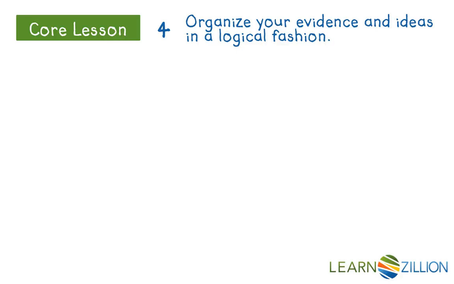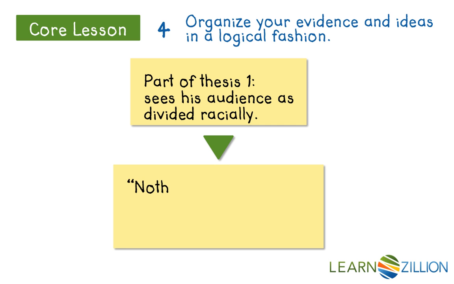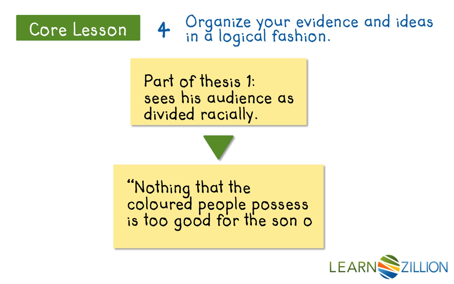Step 4, you organize your evidence and ideas in a logical fashion. So just thinking to yourself, what would make sense if I'm presenting this information to somebody who has never read the text? How can I do so in a logical way so that they will understand the most easily? So I'm going to just start with the first part of my thesis about how he sees his audience as divided racially. And I'm going to plunk underneath that the quotation that I just found about nothing that the colored people possess is too good for the son of old Mars Tom. That's the bit about the former slaves being so kind and giving to their former masters.